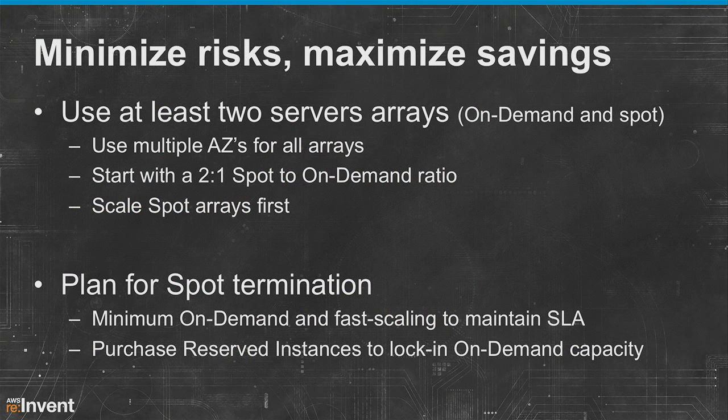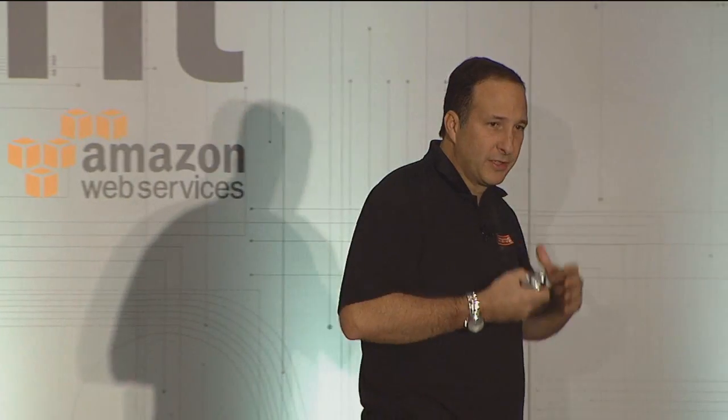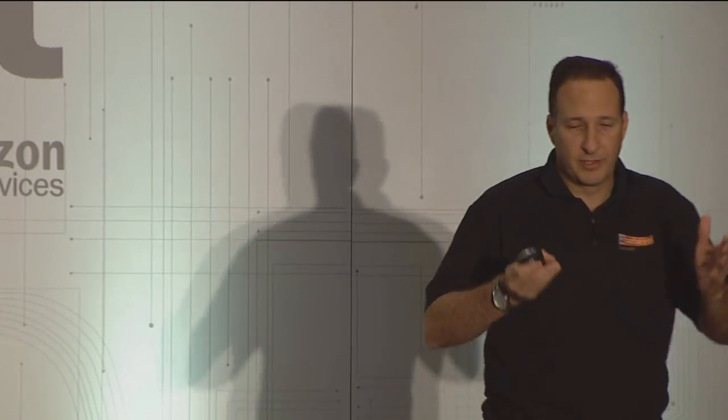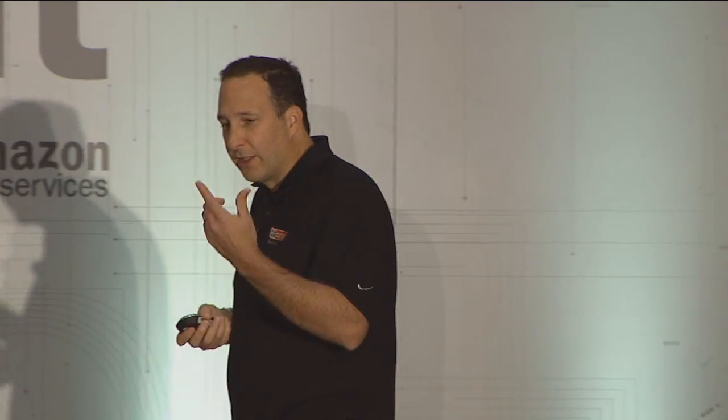So for us, we do e-commerce. SLAs are pretty high. People don't want their sites coming down. So we really have to minimize the risk while maximizing the savings. So if you have a service, let's take a tax calculation service. You have an array, it's load balanced, it probably has some auto scaling. So what do you do with that?